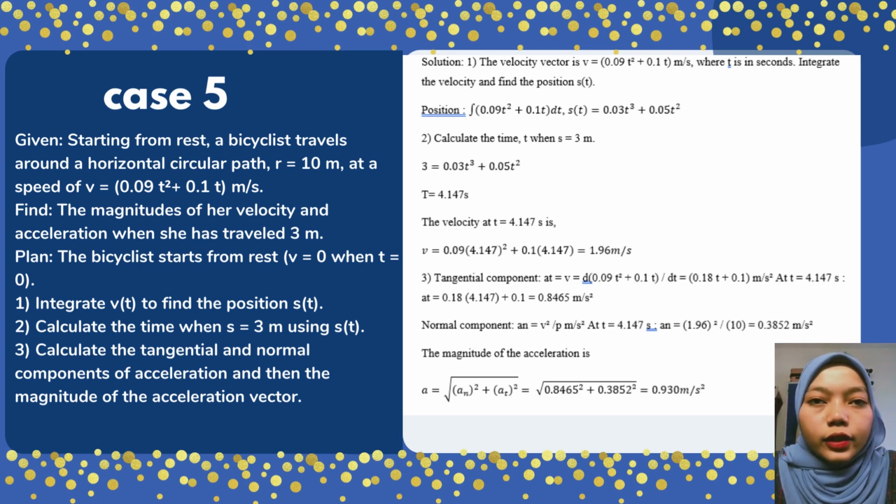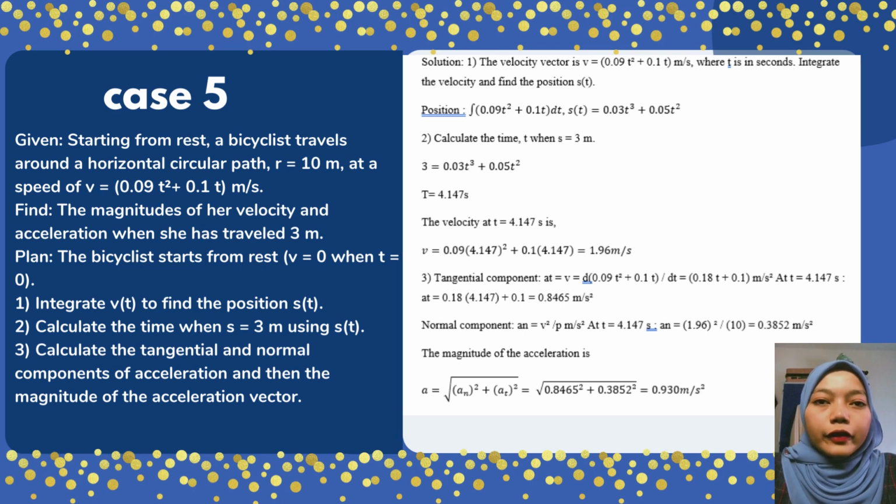Tangential component a_t equal to dv/dt equal to d(0.09 t^2 + 0.1 t)/dt equal to 0.18 t + 0.1 m/s^2. At t equal to 4.147 s, a_t equal to 0.18 multiplied by 4.147 plus 0.1, equal to 0.8465 m/s^2. Normal component a_n equal to v^2/ρ m/s^2. At t equal to 4.147, a_n equal to 1.96 squared divided by 10, equal to 0.3852 m/s^2.